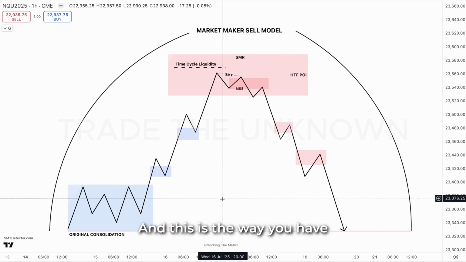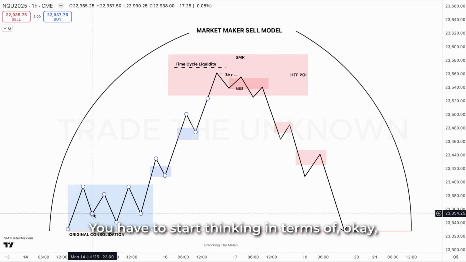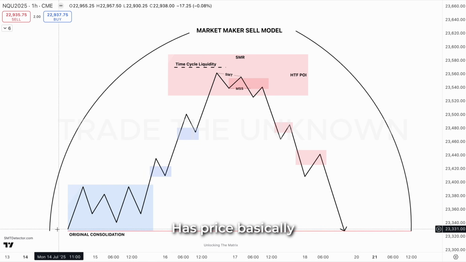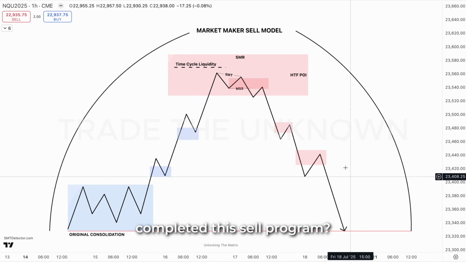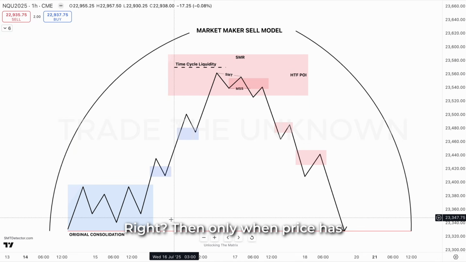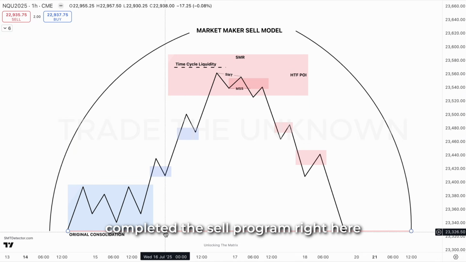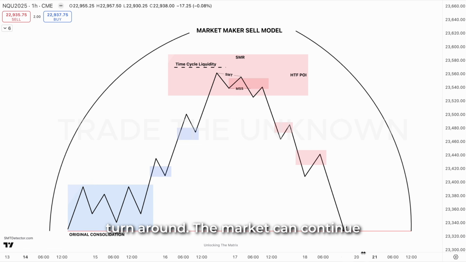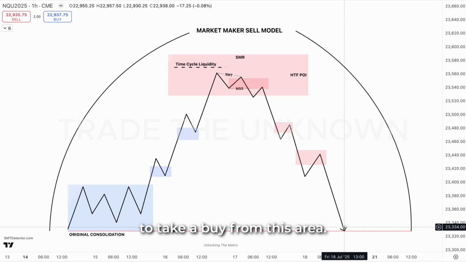And this is the way you have to start thinking. You have to start thinking in terms of, okay, has my higher time frame target been reached? Has price basically completed this sell program, right? And only when price has completed the sell program right here is when you have to start monitoring, okay, now perhaps we can turn around, the market can continue lower, of course, or you can then get another opportunity to take a buy from this area.